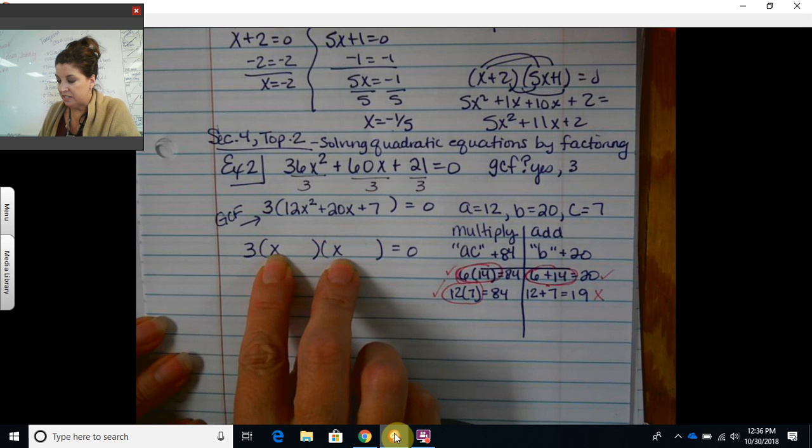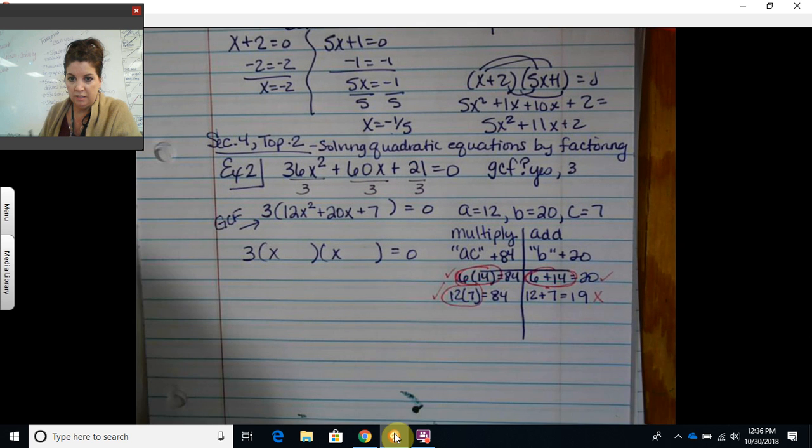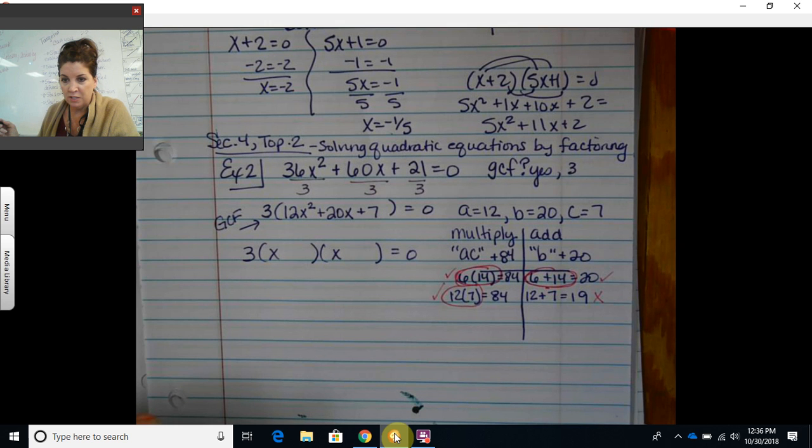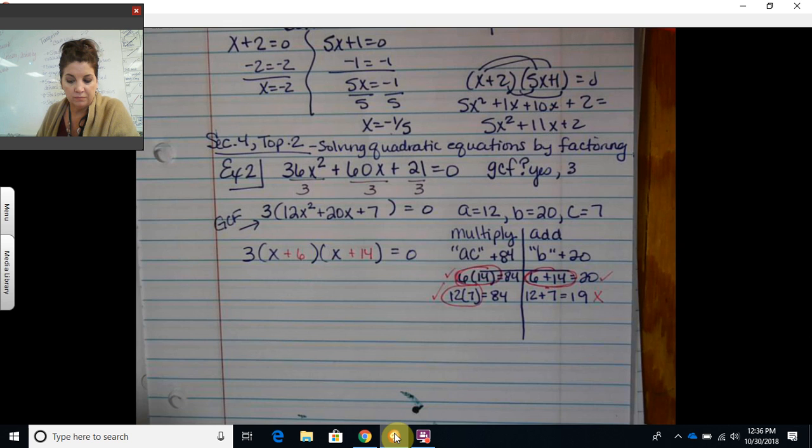Then the second term in each set of parentheses comes from the T-chart. It's the 2 numbers that worked on the left and the right. And the signs are important, okay? These were both positive. So put a positive 6 in one set of parentheses, a positive 14 in the other.